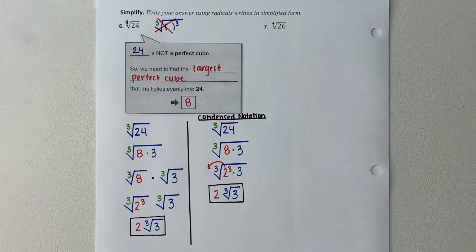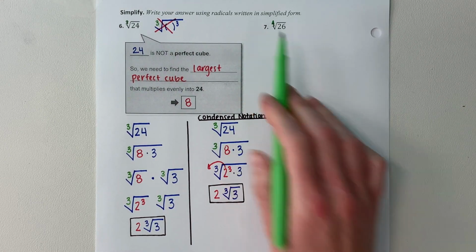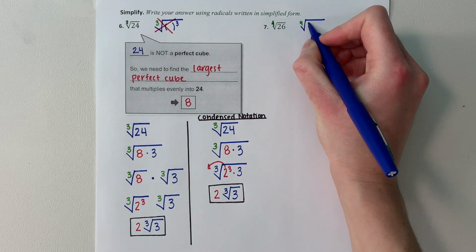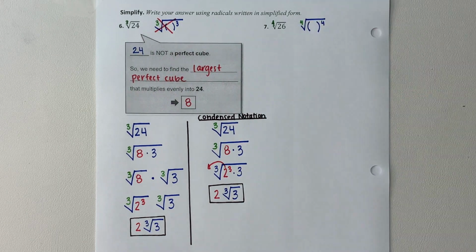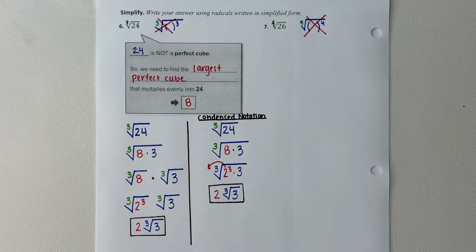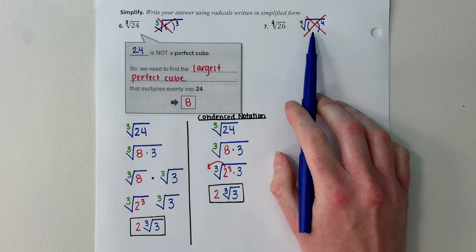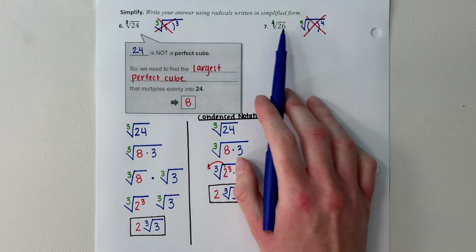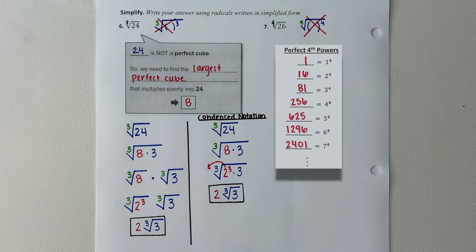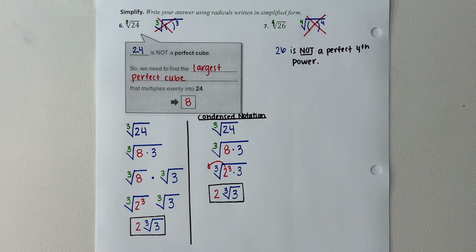For this problem here, since the index is a 4, we start by asking ourselves, can we rewrite 26 as some quantity to the 4th? Because then the 4th root and the 4th power will cancel. But we cannot. There's no whole number that when raised to the 4th gives us 26. If you look at our list of perfect fourths, you will not see 26 on that list.